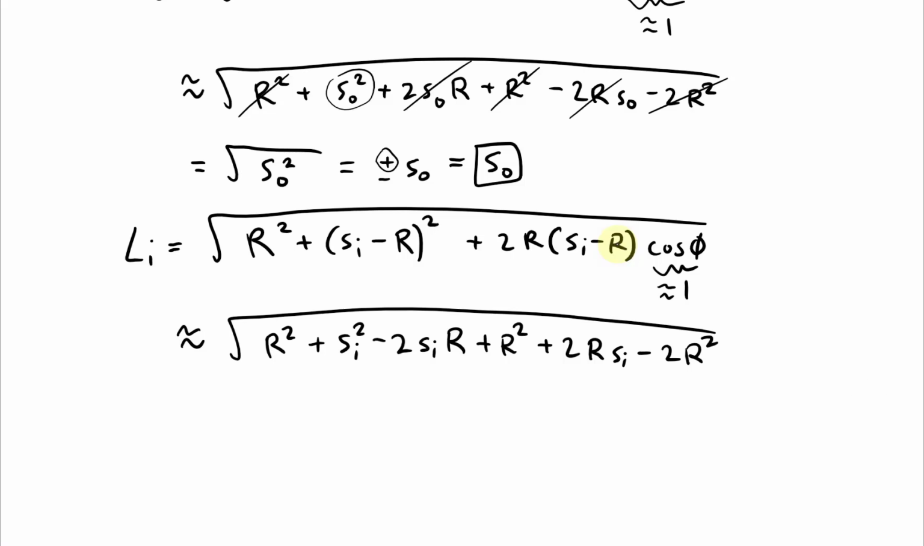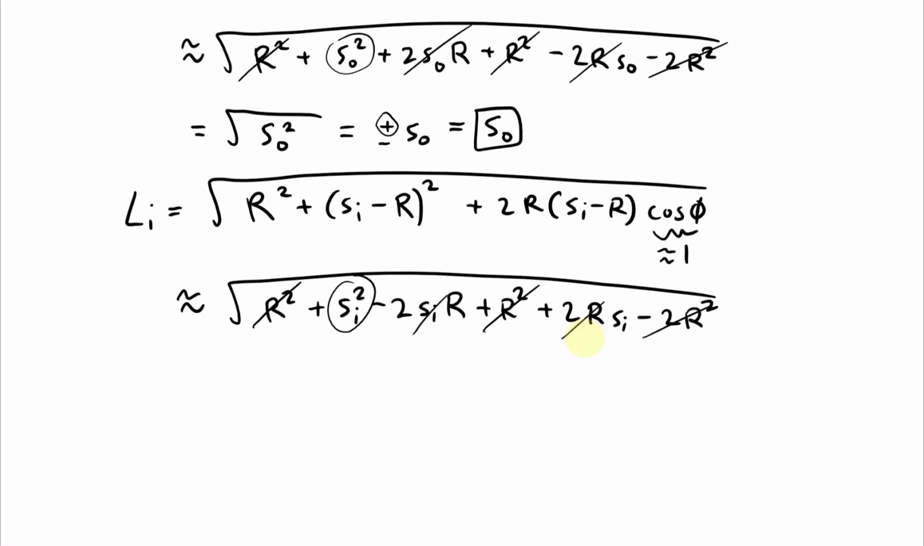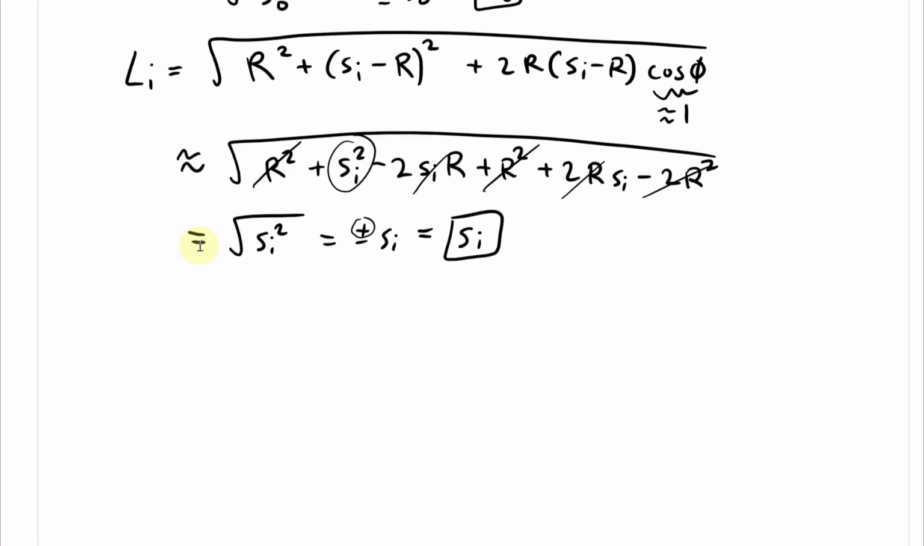Now notice again, there's an r squared and a negative 2r squared. Those all cancel. Now again, we have a 2r psi. This cancels with this, and now we're just left with this one. So that equals the square root of psi squared, which equals 2 plus or minus psi. We just take the plus side because it's positive, the positive distance, and we get psi like that. So thus, now we plug this inside.